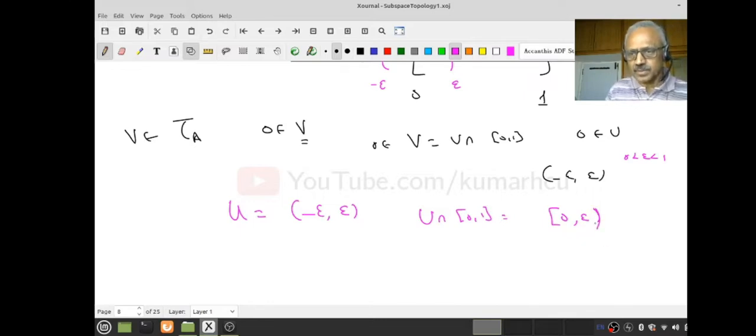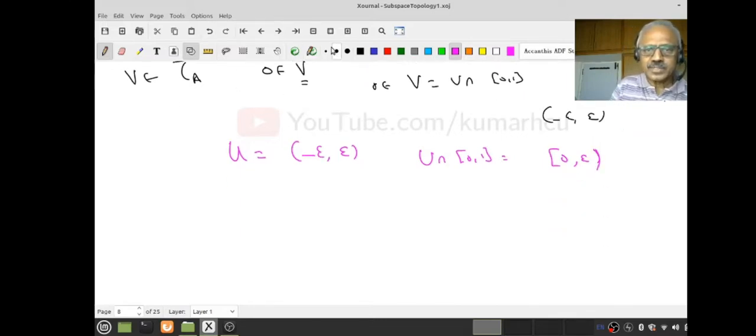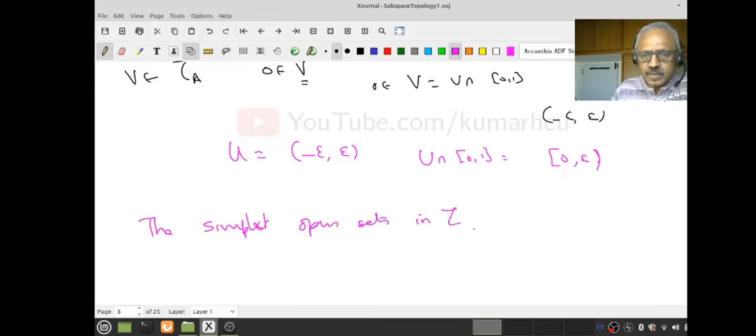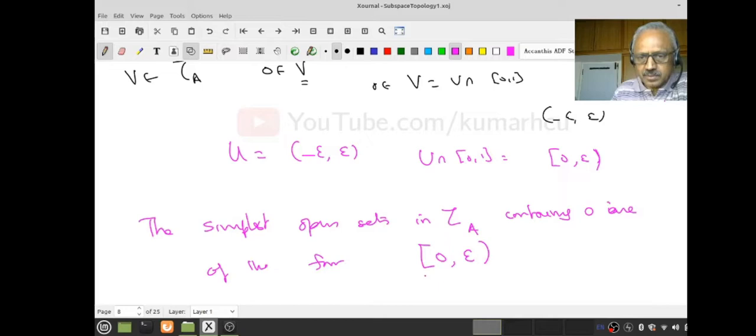Here it's open. Okay, therefore what is the conclusion? The simplest open sets in tau A containing 0 are of the form 0 closed, epsilon open, that is [0, epsilon). Now if epsilon is greater than 1, you will see it is all of the full interval [0, 1], the full space A. Do you understand?